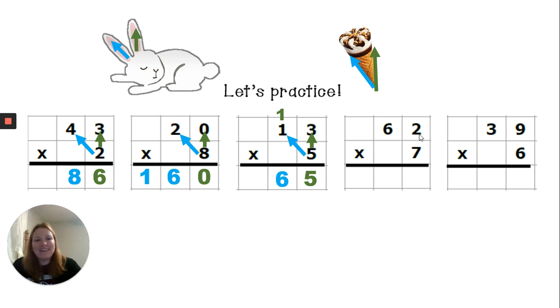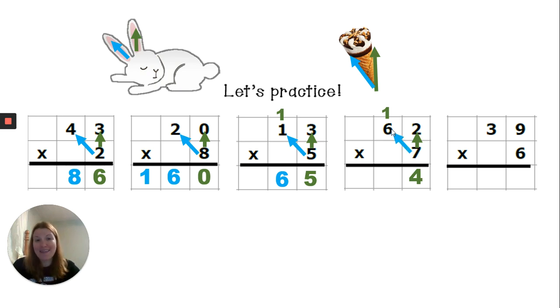Let's try 62 times 7. Multiply 7 times 2. 7 times 2, 2, 4, 6, 8, 10, 12, 14. It's going to be 14, so I write down my 1 as a regrouping in the tens place, and my 4 is in the ones place, 14.